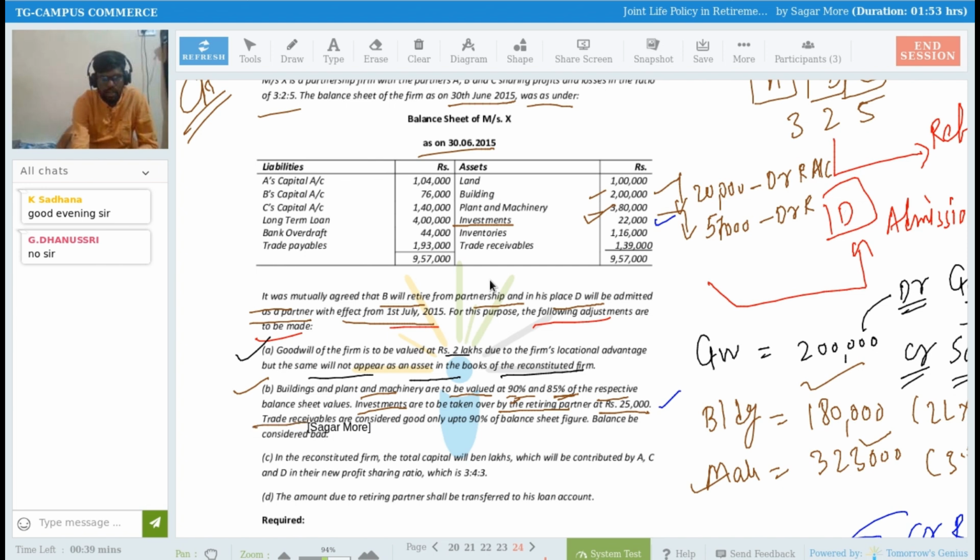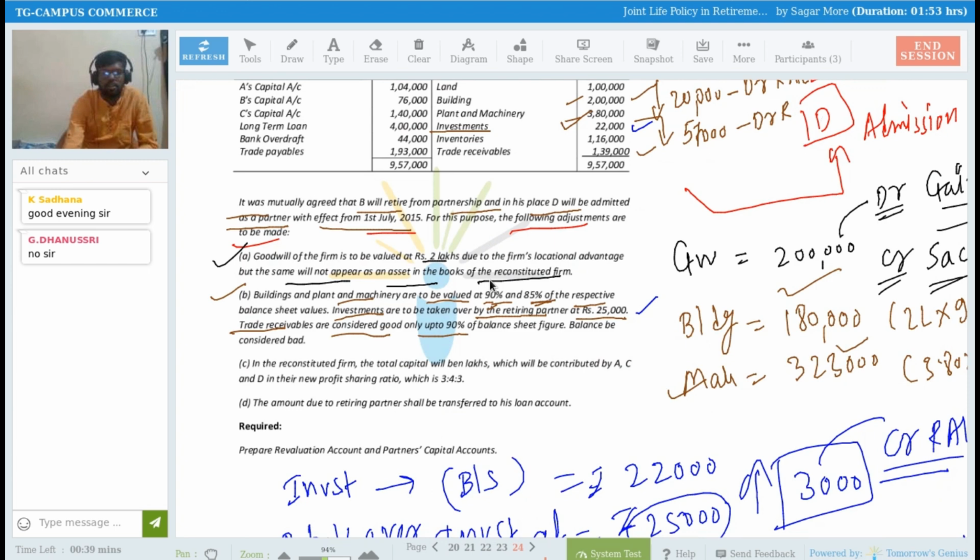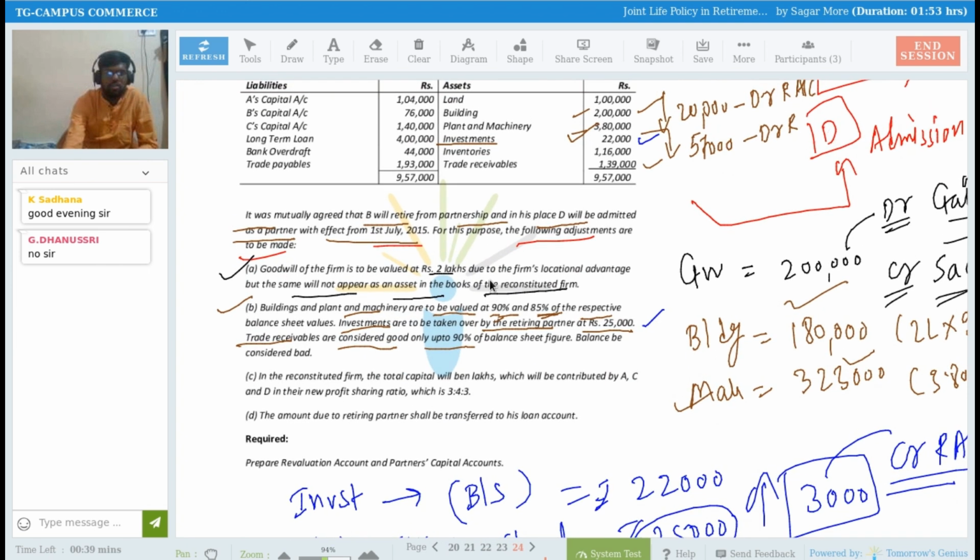Next, trade receivable are considered good only up to 90%. What they're saying, trade receivable, that is nothing but debtors. So they are providing me the new value of debtors. New value of trade receivable is how much? 90%. So I need to calculate 1,39,000 multiplied by 90%. Do the calculation. Trade receivable calculation.